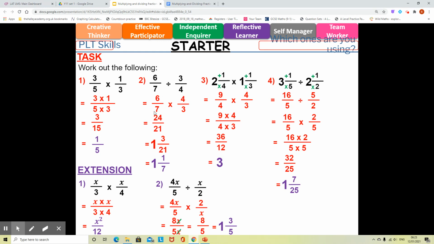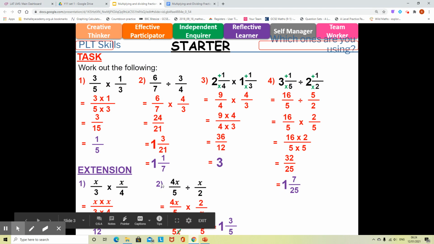Now we could multiply the fraction. 6 multiplied by 4 gives you 24. 7 multiplied by 3 is 21. That's an improper fraction, which has been converted into a mixed number. 21 goes into 24 once, remainder 3 over 21. That can be further simplified as 1 and 1/7. I won't particularly focus on the algebraic fractions.